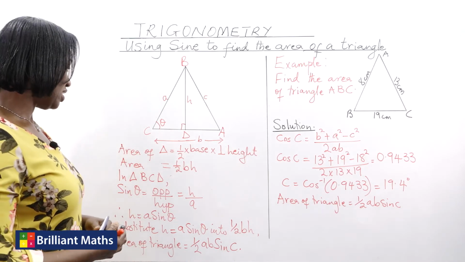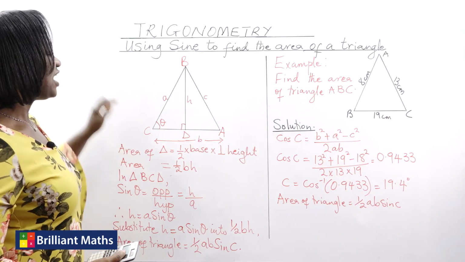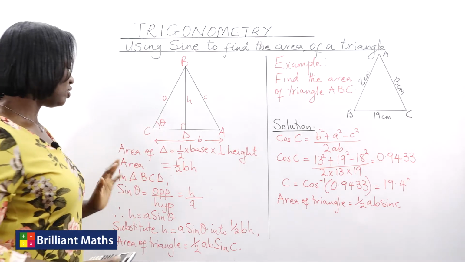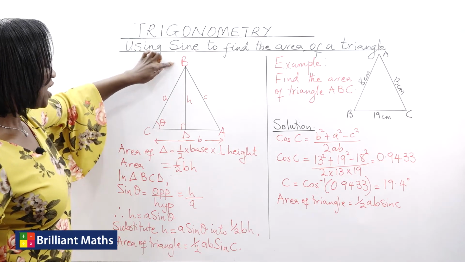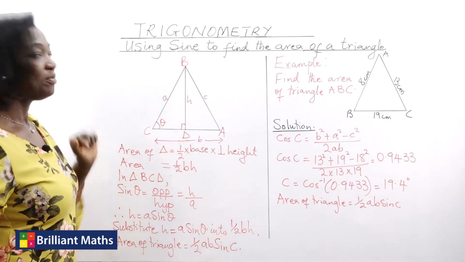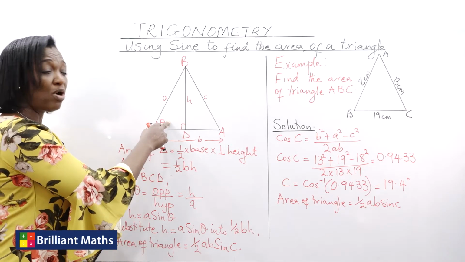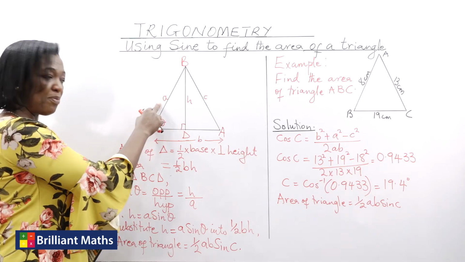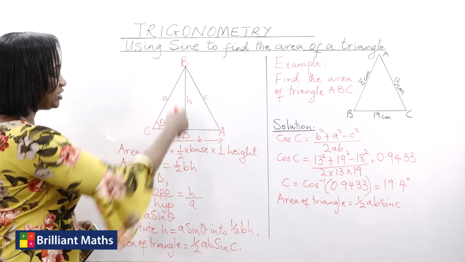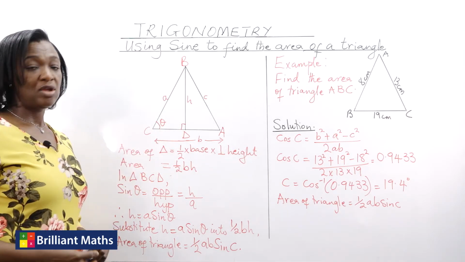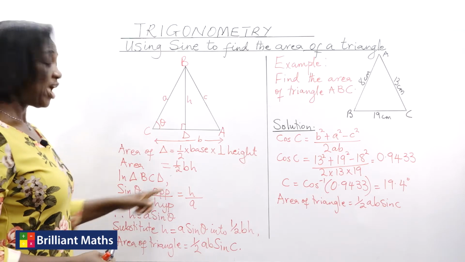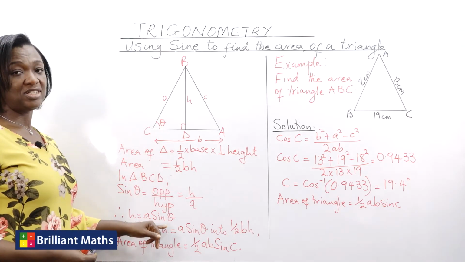We know that already. But we want to prove that that is the same as half ab sine C, which is a formula using the sine rule. So in triangle BCD, we're considering this part of the triangle, we know that sine theta is equal to opposite over hypotenuse, which is h over a. So to find the height, we can simply cross multiply. So h is equal to a sine theta.